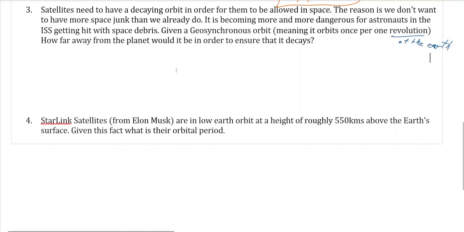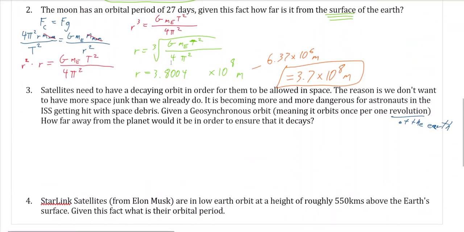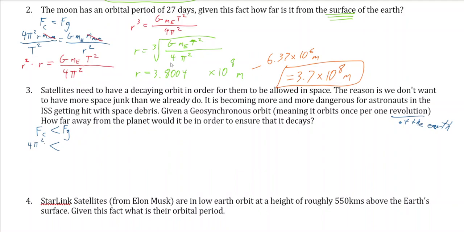So this is actually very similar to the last question. We want it to decay, so we're saying that the force of gravity is greater than the centripetal force. We're basically doing the exact same process, except that at the very end we say anything less than the radius of blank will work. Usually a decaying orbit takes a couple of years, like 10 or 20 years, to decay, but it is still a decaying orbit.